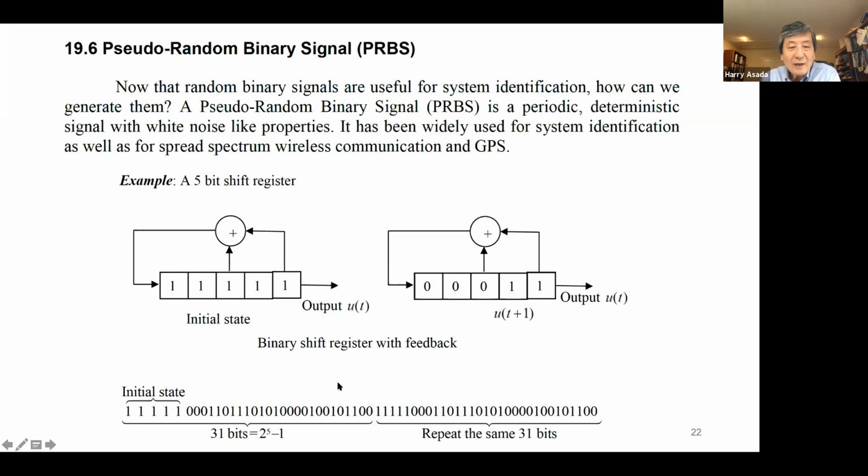But I know this is the case when you have only 5 digits, right? If you double this to 10 digits or more, you get an almost infinitely long sequence, no repetitions happening, and that actually creates white signals. So this kind of pseudo random binary signal is used quite extensively in system identification.